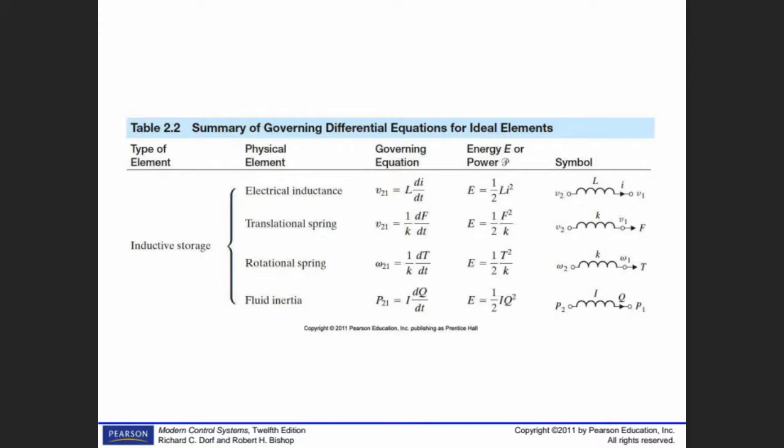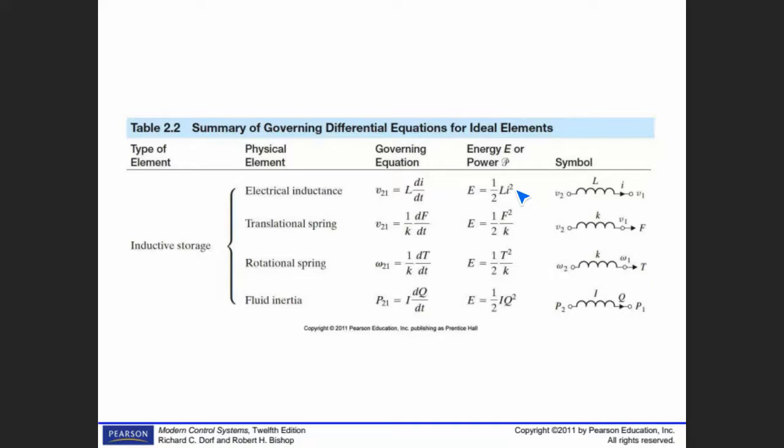Rotational spring. This is a translational spring, and this one is inductance. That is translational spring. That is rotational spring. And also this one is fluid inertia, they call it. So L dI/dt is a very famous equation, and the energy here, 1 over 2 L i square. I don't agree with that. Also right here, power, they say. This is energy, actually, stored energy, 1 over 2 L i square.